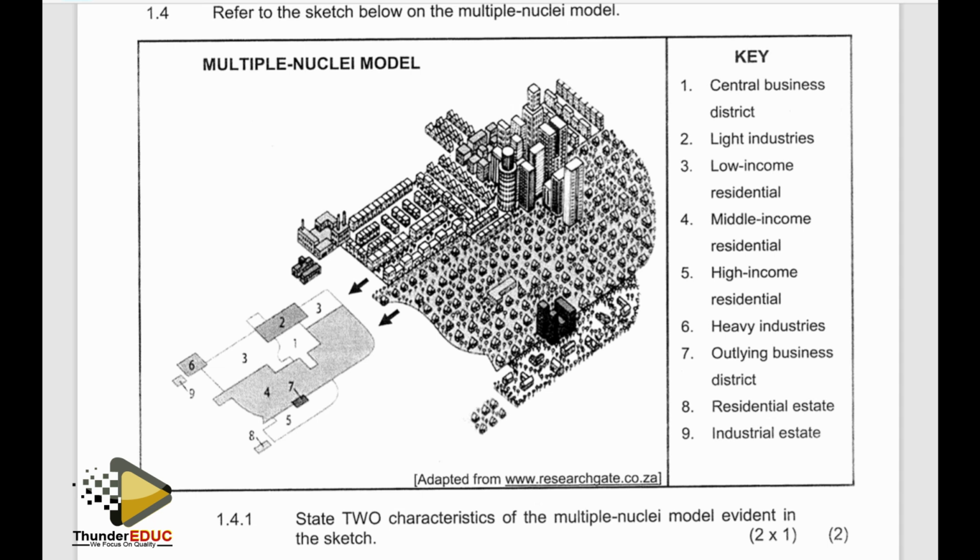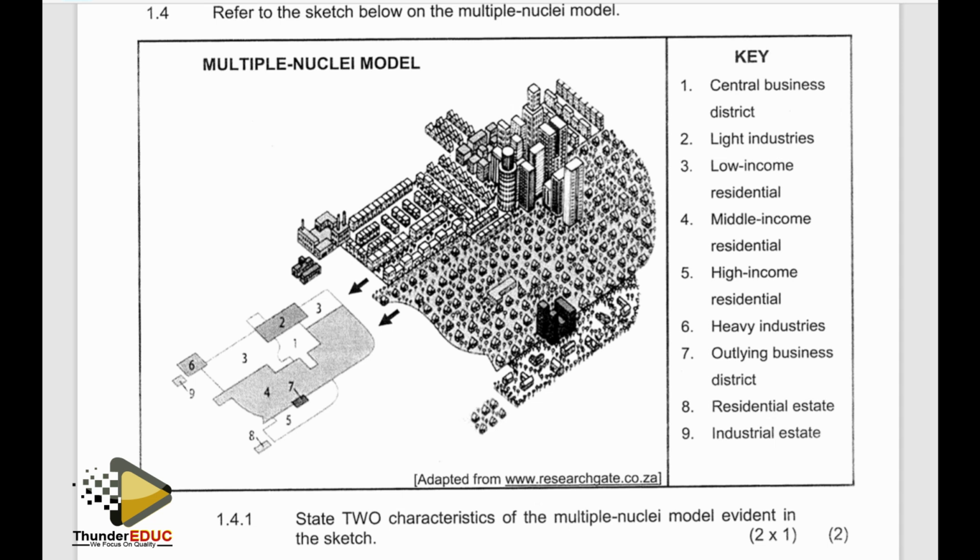We are looking at this sketch here. What is evident there that we can see and that we can use as a feature or a characteristic of the urban settlement model? Right, we can talk of the separation of functions. Functions are distinctively separated from one another.